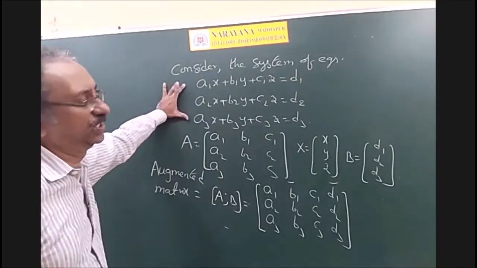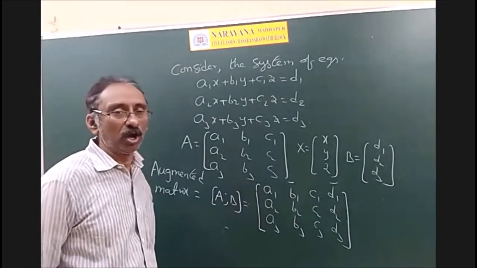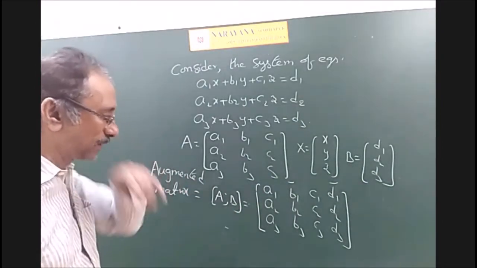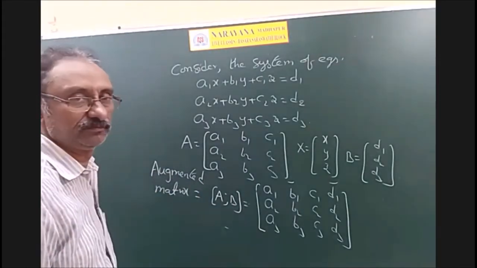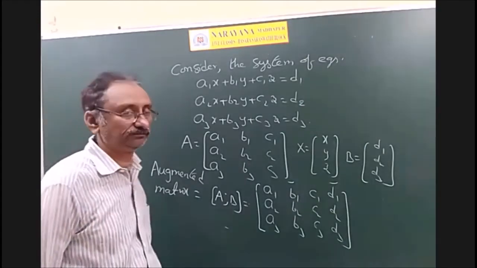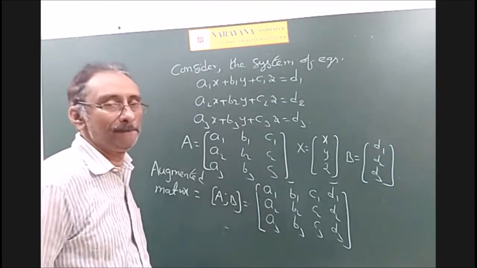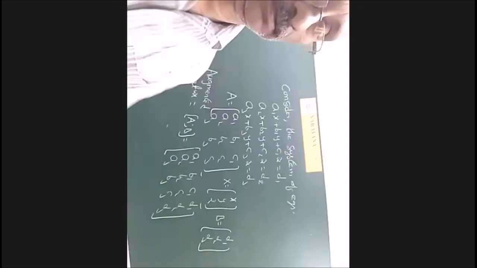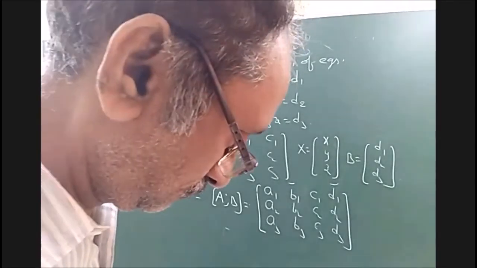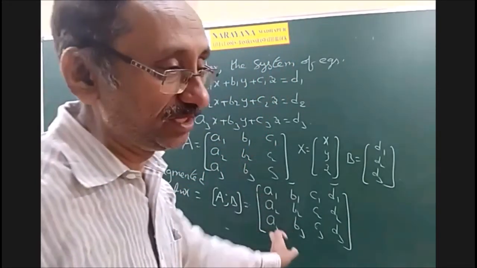So whenever 3 equations, 3 variables are given, immediately we prepare this augmented matrix AB. From this augmented matrix, we can conclude something. So write this. Every time, the augmented matrix is the mixture of the coefficient matrix and the constant matrix. So we have to combine them to get the augmented matrix.